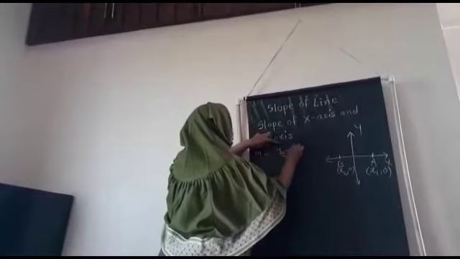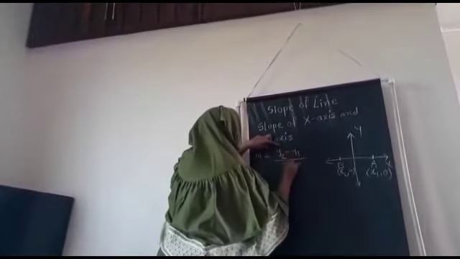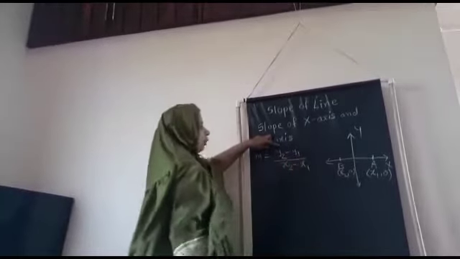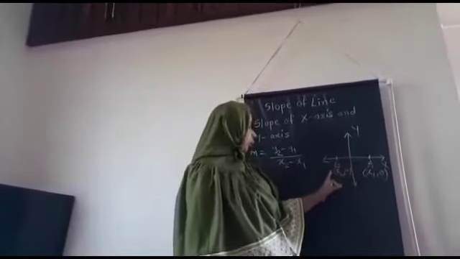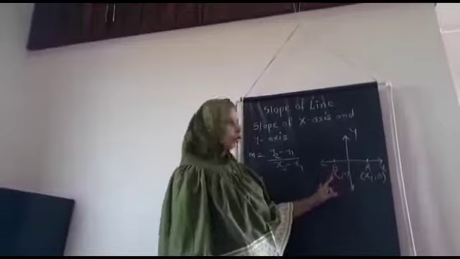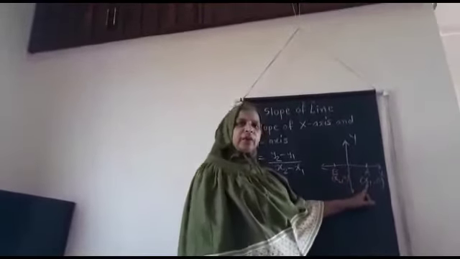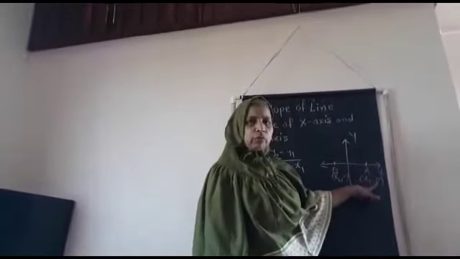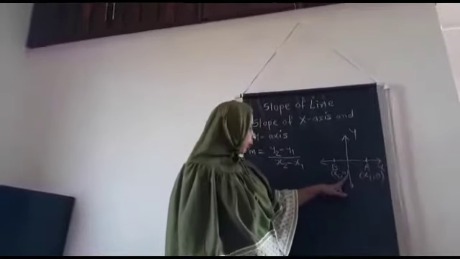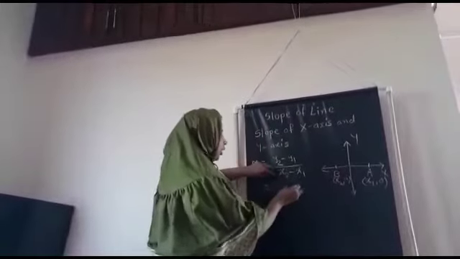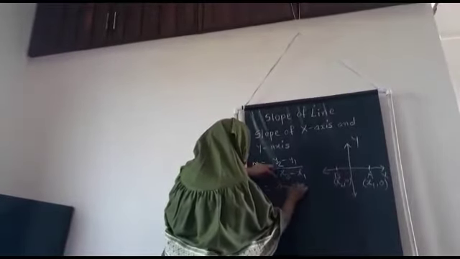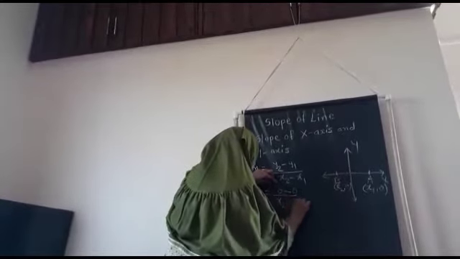y2 minus y1 upon x2 minus x1. Now the coordinate of point A is x1, y1 and the coordinate of point B is x2, y2. So here our x1 is x1 but y1 is 0, and x2 is x2 but y2 is 0. Now let's put in the values and see what result we get: y2 minus y1, 0 minus 0, upon x2 minus x1.